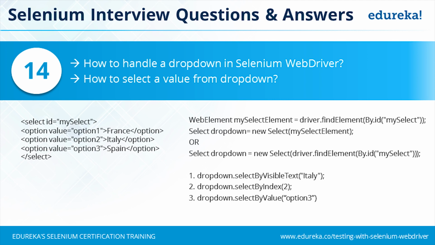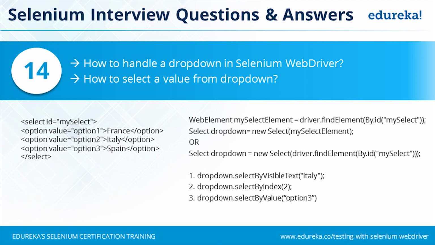I can also do a select by index. Select by index would get the option index, indexing your options from 0 to n-1. So for me, option 1 is at index 0, option 2 is at index 1, and option 3 is at index 2. So when I say dropdown.select by index 2, what will get selected from the dropdown is Spain. Do remember that the indexing always starts from 0 and not from 1.